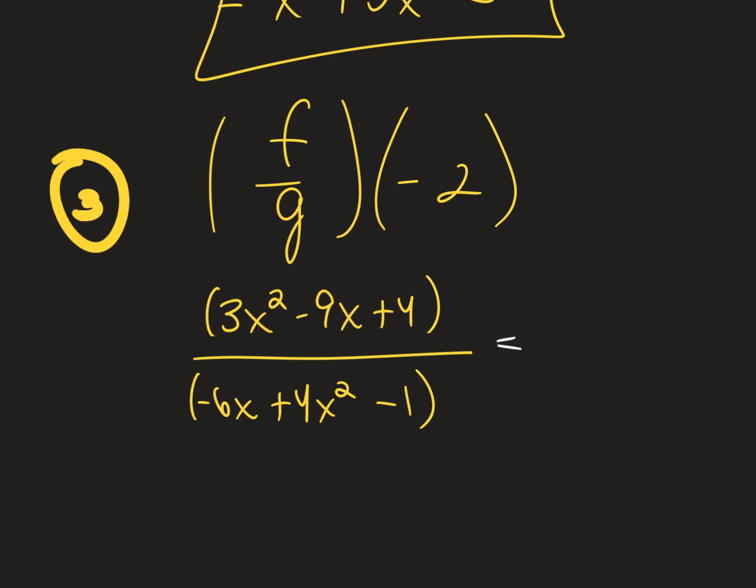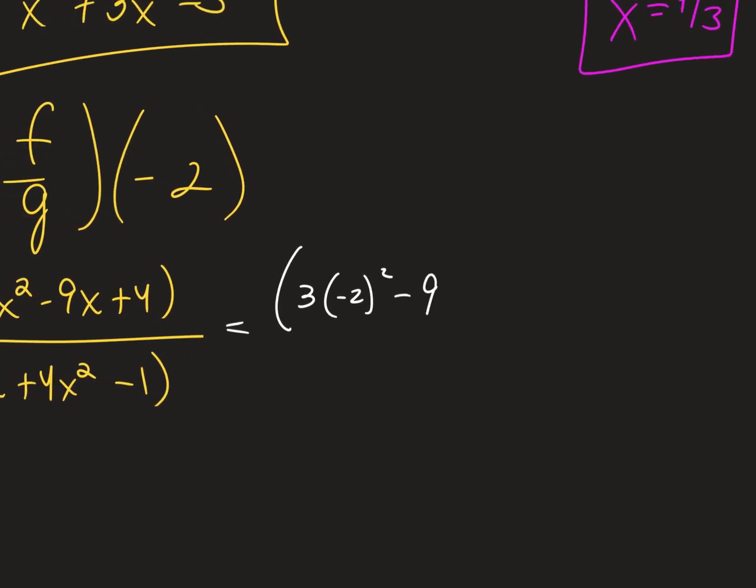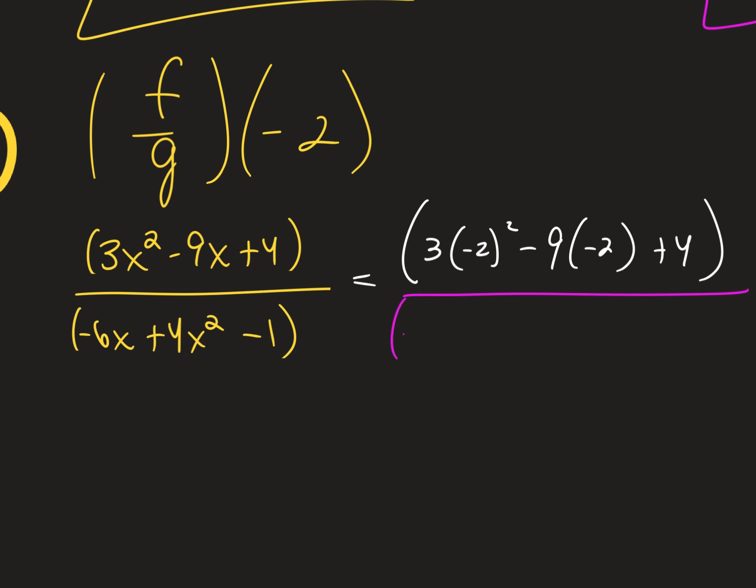So take your time doing this, guys. In your numerator, you have 3 times, instead of x squared, it's negative 2 squared, minus 9 times negative 2 plus 4. There's your numerator. Your denominator is negative 6 times negative 2 plus 4 times negative 2 squared minus 1. And we just go through, y'all, and simplify.